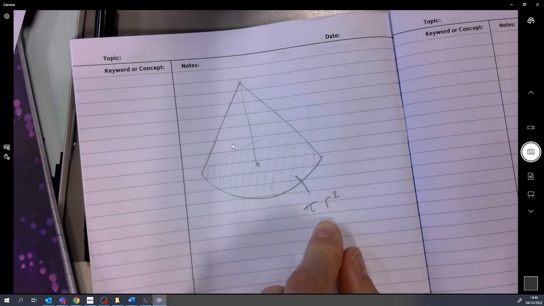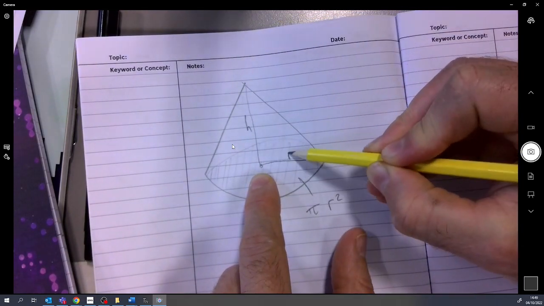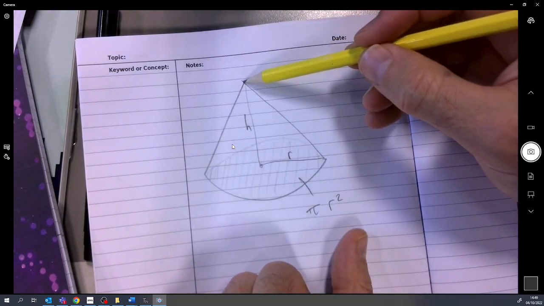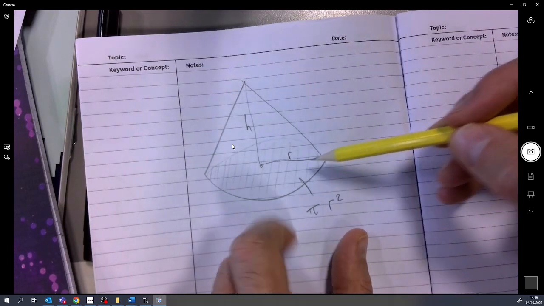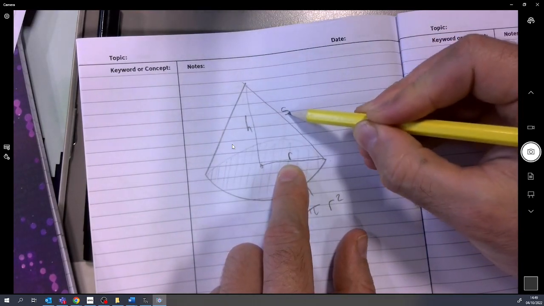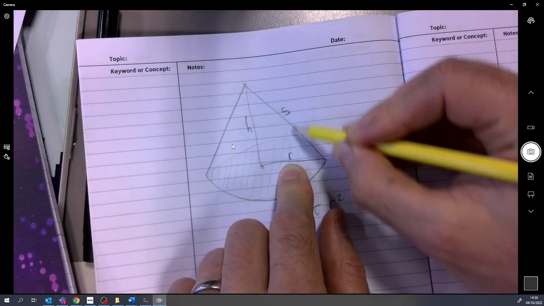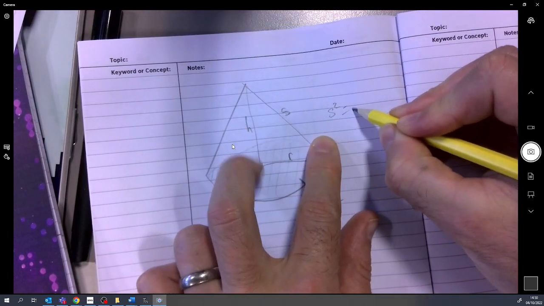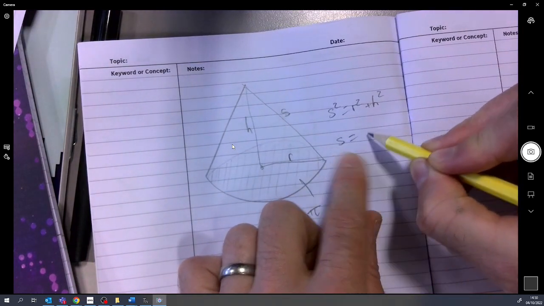Then we need to work out, well, we know what this is, that's the height. We know what that is, that's the radius. If we're to work out the area of the big circle, we first need to know this side. So we're going to need Pythagoras for that. I'm going to call this S for side length. Using Pythagoras, we can work out that S squared equals R squared plus H squared. So then we can take the square root of that to work out what S is.